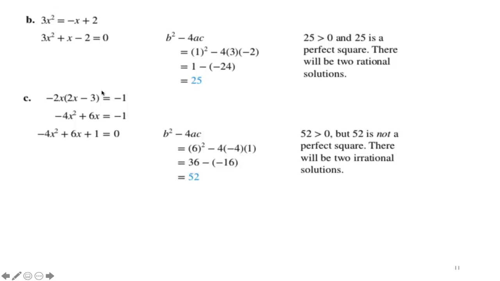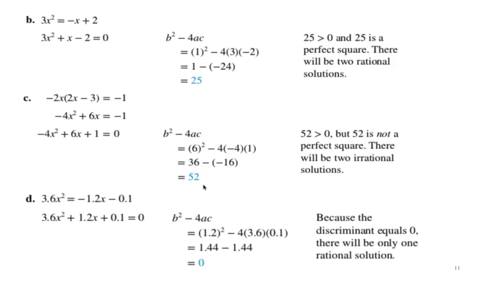For this one, you have to do some algebra first, but after distributing and then moving everything to one side, I can apply the discriminant again, b squared minus 4ac. This is 52. Notice this number is positive, so I do have two solutions. But because this is not a perfect square, my solutions will be irrational. And then lastly, for this one, again move everything to one side and apply the discriminant, I get 0. So that says that this equation has exactly one solution, and it's a rational solution.